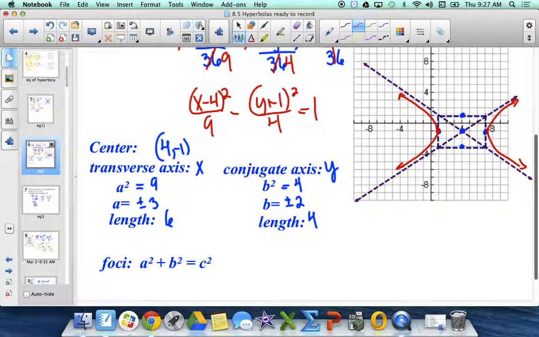Then the focus once again is a squared plus b squared is equal to c squared. So c is equal to the square root of 13, which is between 3 and 4. So 1, 2, 3, 4. So about here, we'll call that focus 1. And then about there gives us focus 2.